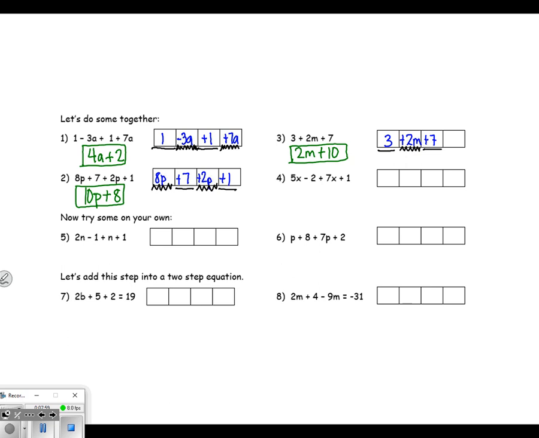Okay, one more. 5x, not plus, minus 2 plus 7x plus 1. Identify my terms. I got variable, constant, variable, constant. Combine. 5x plus 7x is 12x. Negative 2 plus 1 is negative 1.